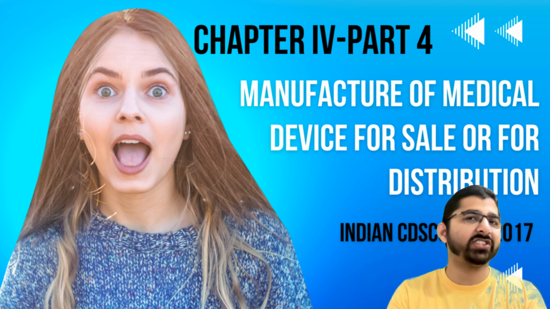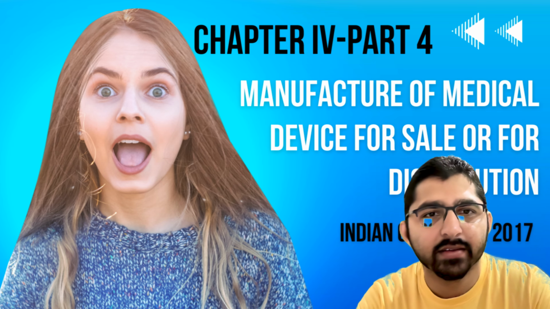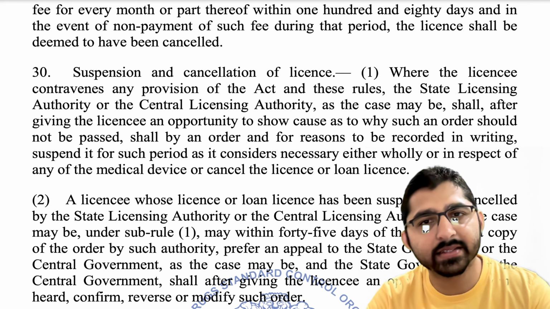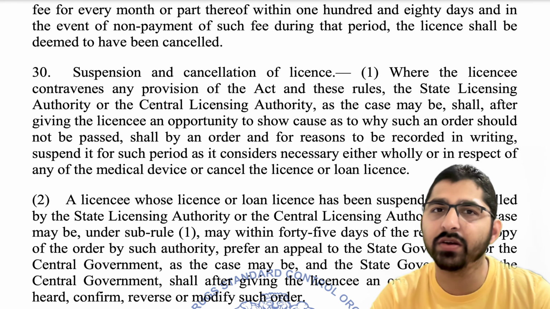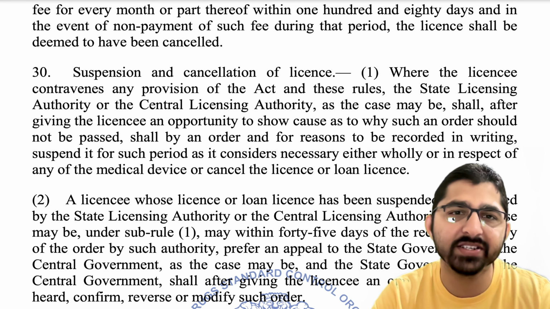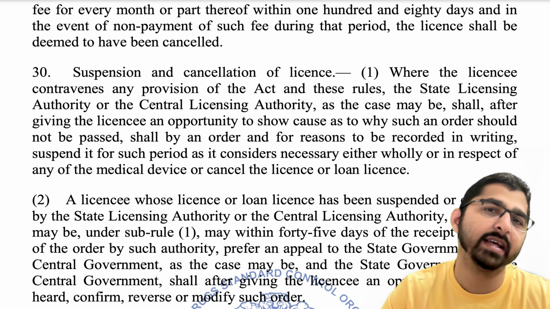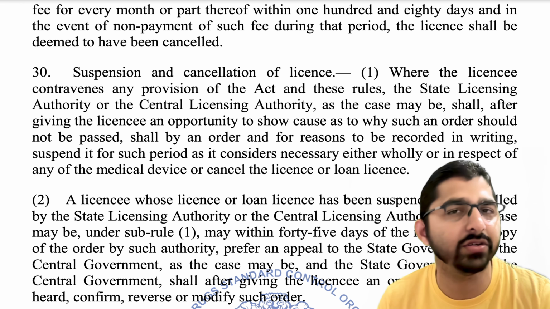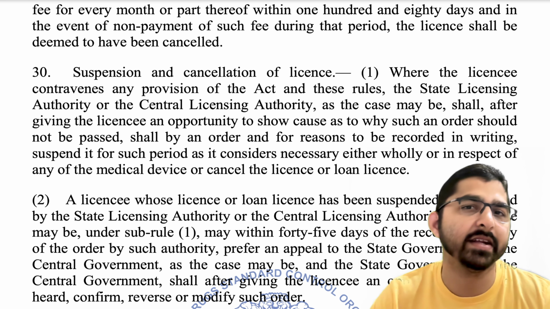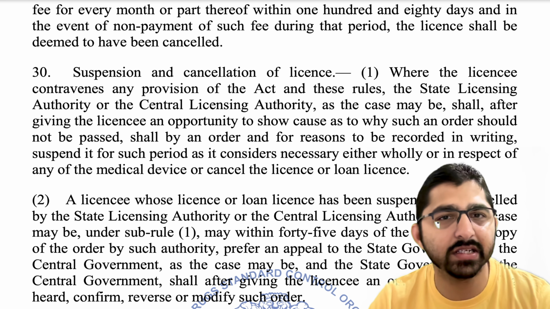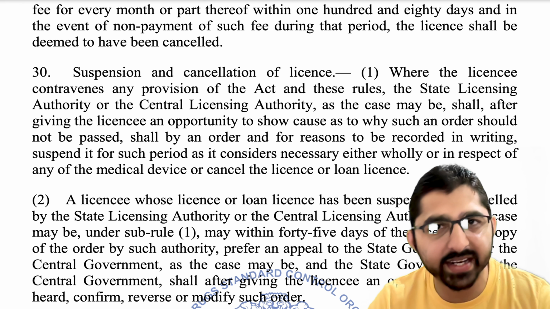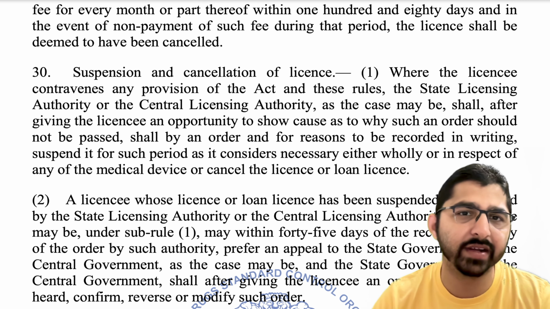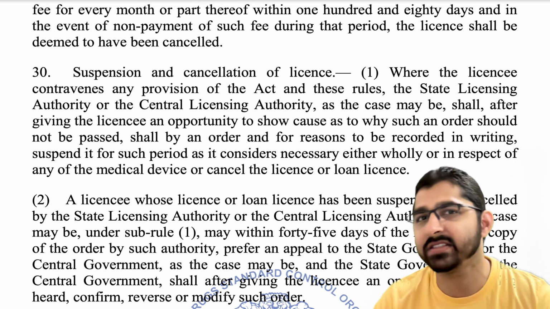Suspension and cancellation of license. Where the licensee contravenes any provision of the Act and these rules, the CLA or the SLA, as the case may be, after giving the licensee an opportunity to show cause as to why such an order should not be passed, shall by an order and for the reasons to be recorded in writing, suspend it for such period as it considers necessary, either wholly or in respect of any of the medical devices, or cancel the license or the loan license.